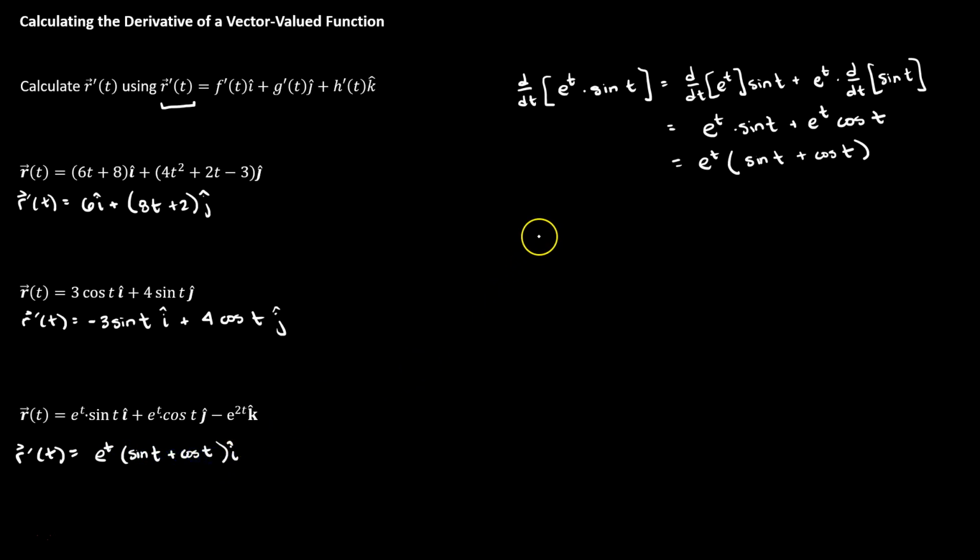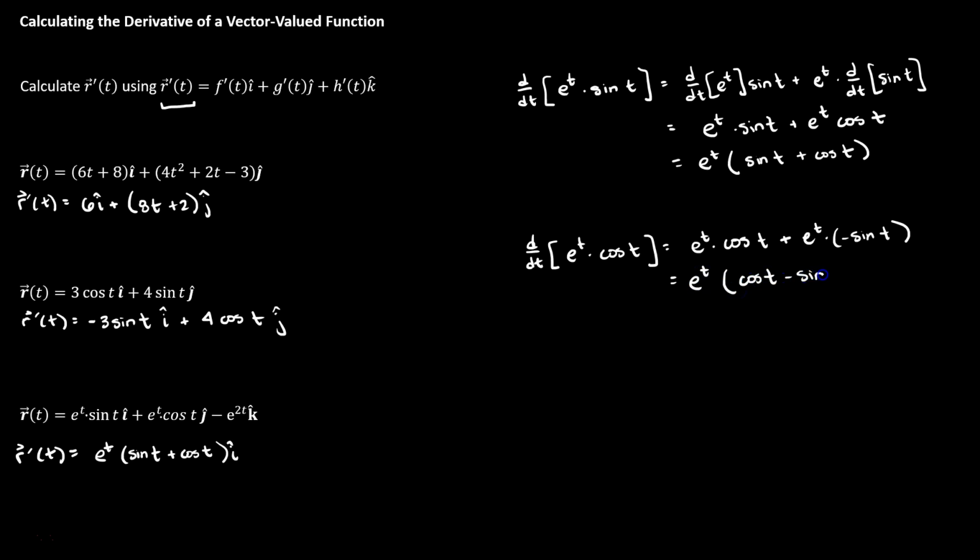We need to do a similar process for that j hat component. So we have e to the t times cosine t. Using our product rule, we have the derivative of e to the t times cosine plus e to the t times the derivative of cosine. We can clean this up a little bit by factoring off e to the t. So now we have our derivative of that second component, e to the t times cosine t minus sine t. And that's the j hat component.